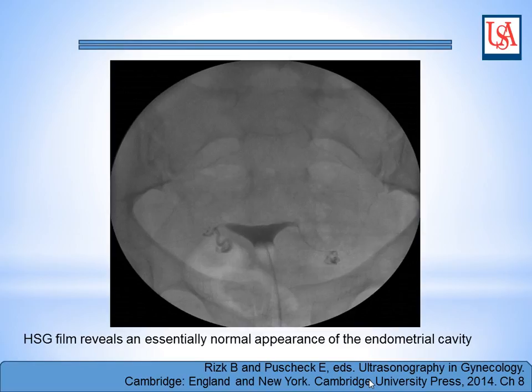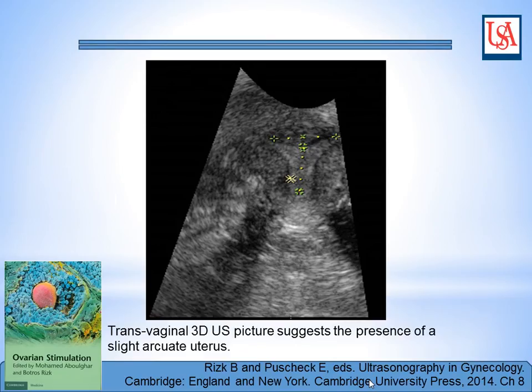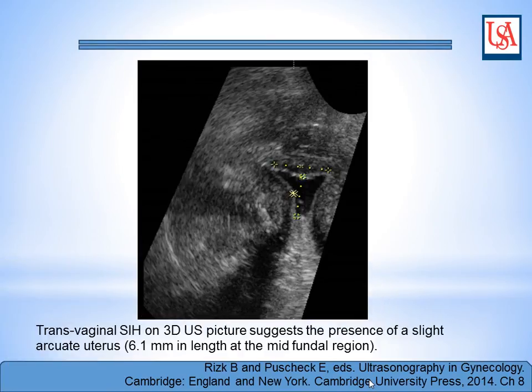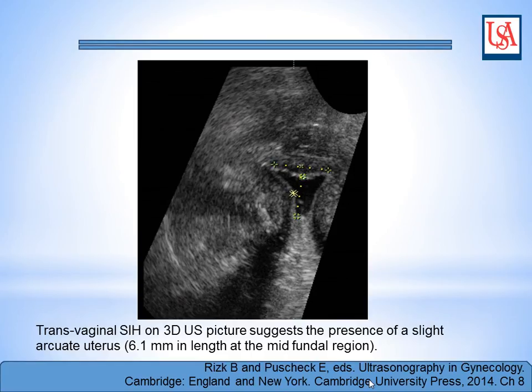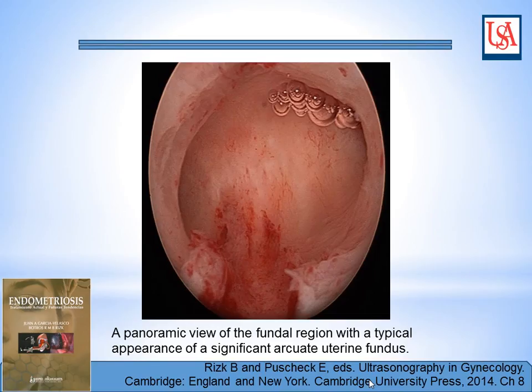What is this cavity now? HSG, normal? Yeah, normal. We agree that this is normal. A 3D sonohysterogram, saline infusion, showing you an arcuate. We make the measurement, 6 millimeters, 6.1 in this case. We go inside. It's a bit bigger than that. This is a very significant one. Do we cut it? Yes.